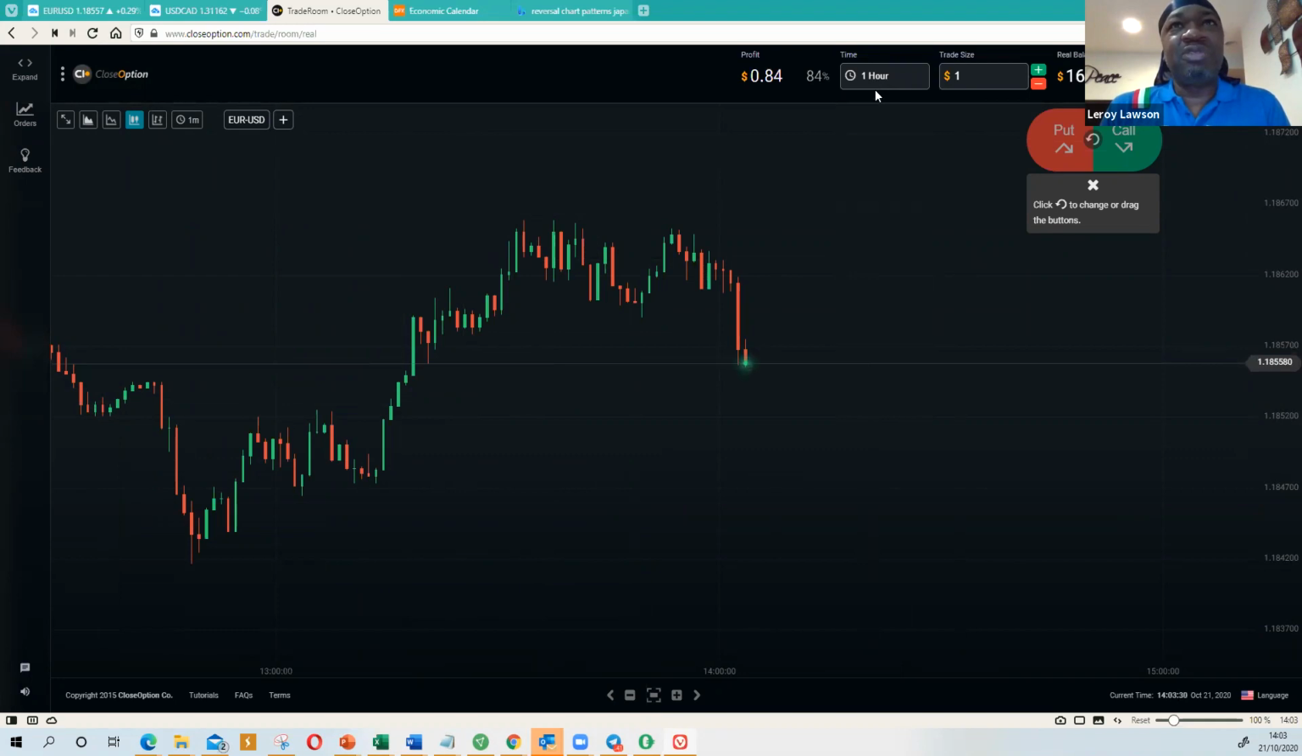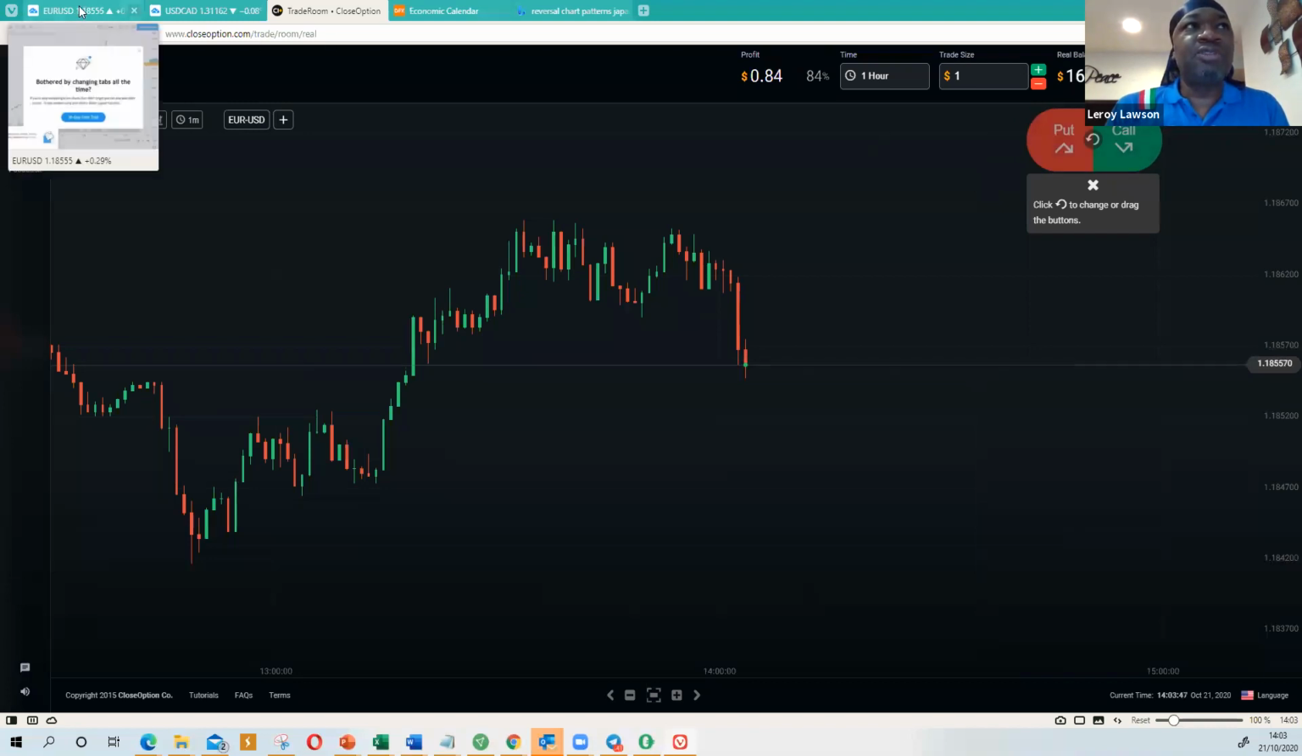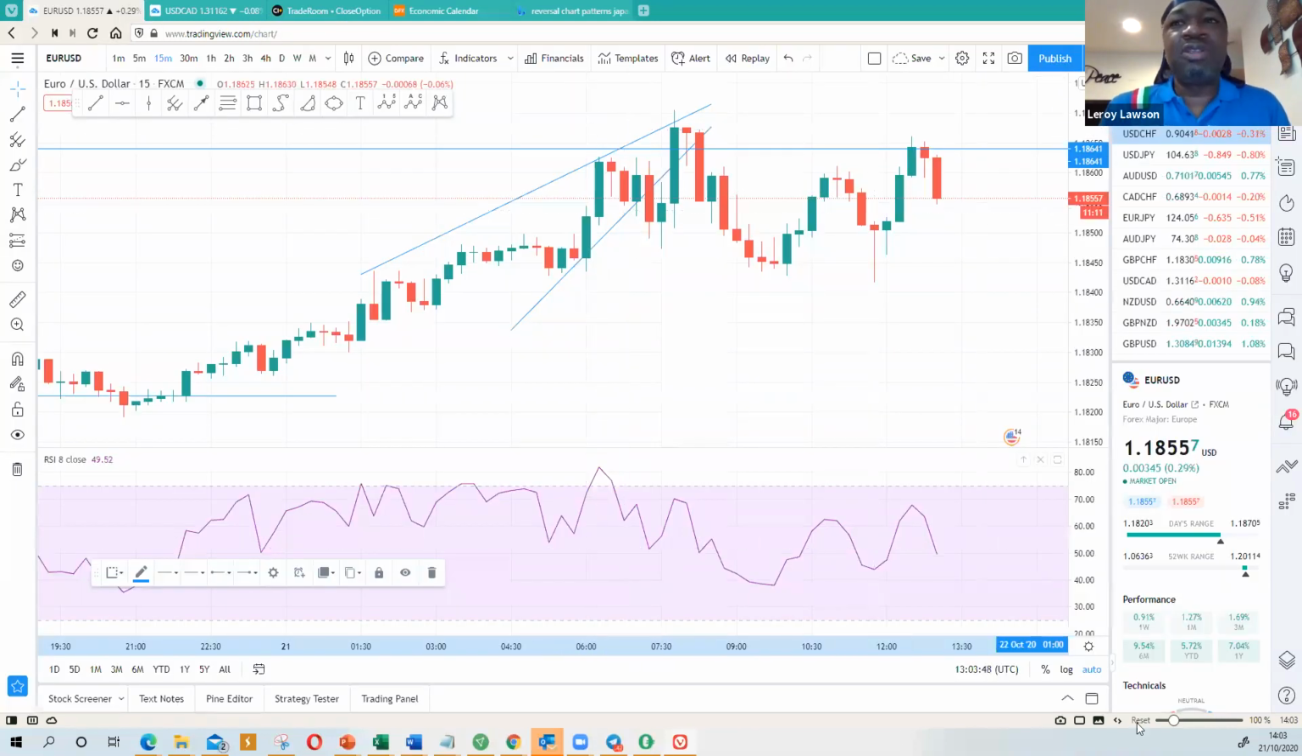I've done it in the past, guys, where I've gone on trades, I've marked it all up, and then I've gone straight here and not even changed it to the currency, and I've ended up putting a trade on. Sometimes it works out, but just do your double checking before you do a put or a call on a trade. So I'll go to euro dollar, and in fact, let me just split the screen.